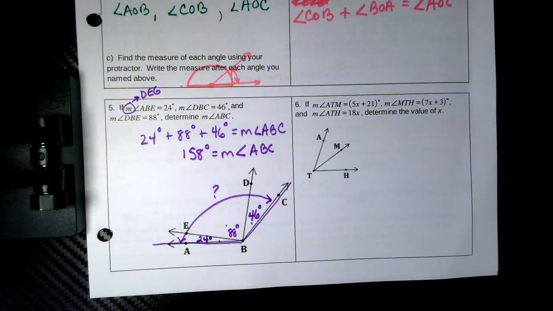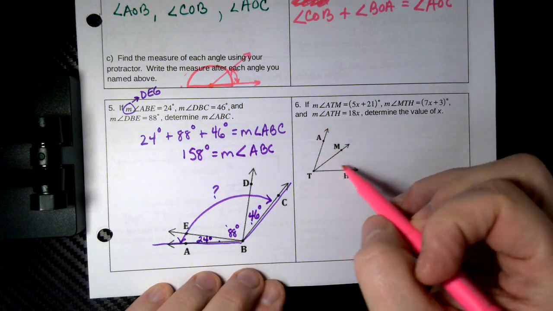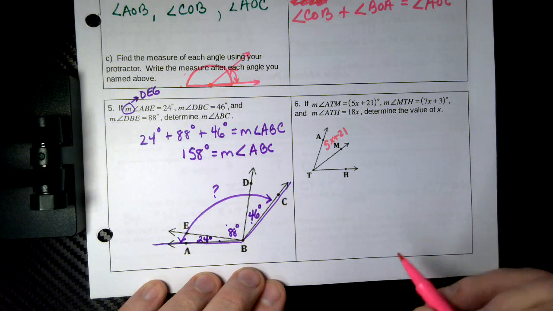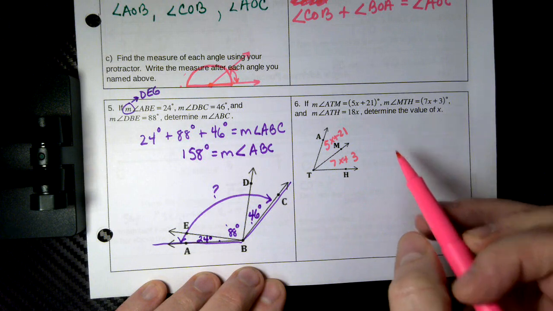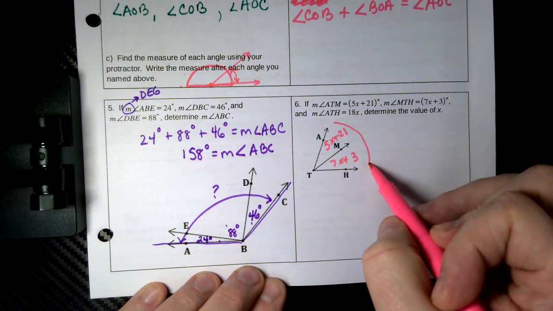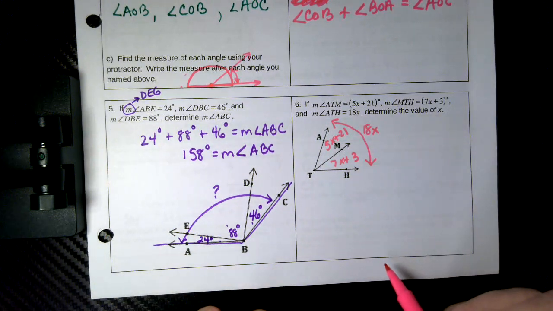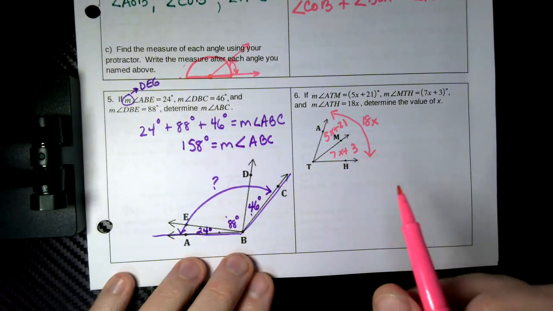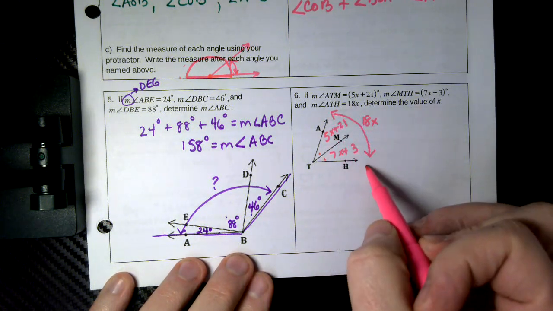All right, next one. If the measure of angle ATM, oh, they're using algebra here. ATM is here, so I'm going to write 5x plus 21 in here. And MTH is 7x plus 3. And ATH, the whole thing, is 18x. We have to figure out what x is. It's kind of weird because it's got x's in every single part of it, but you can still make an equation and solve it. This little angle plus this little angle has to equal what the big angle is.